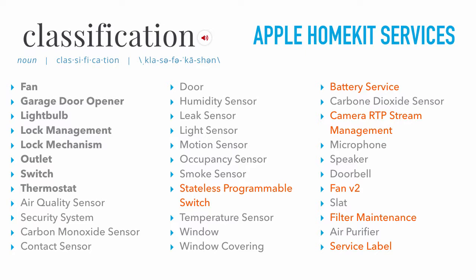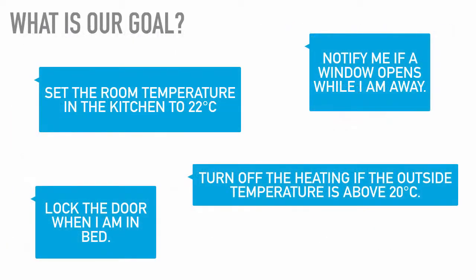So have we reached our goal with that kind of device descriptions now? Not exactly. If we take a step back and look at what we actually want to achieve, it's to be able to express something like set the room temperature in the kitchen to 22 degrees Celsius, or notify me if a window opens while I'm away.